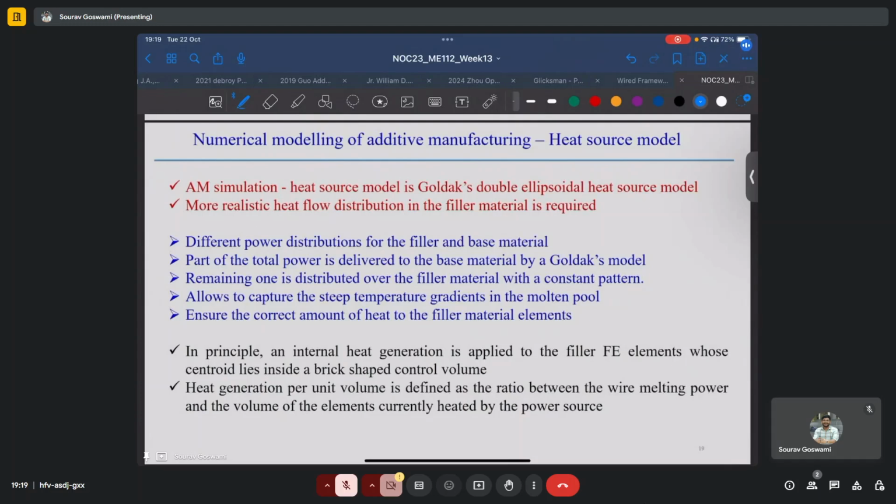There may be certain aspects that need to be taken into account, such as the power distribution need not be uniform. It can be different for the filler or the feedstock material and different for the base material. A part of the total power is delivered to the base material by Goldak's model. The remaining one can be distributed over the filler material with a uniform distribution or a constant pattern. This would also allow us to capture the steep temperature gradients inside the molten pool and would ensure that the correct amount of heat to the filler material elements is provided.